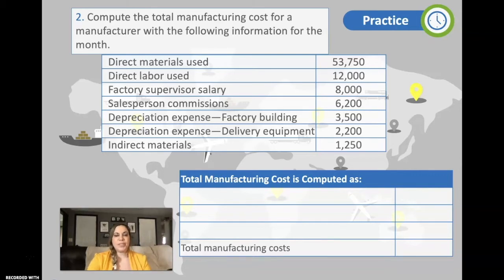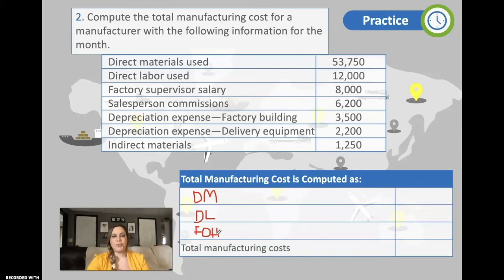To do this, we need to find what the 3 main product costs are. This would be direct materials, direct labor, and overhead. Some of this is pretty easy to do. Some of it takes a little bit more thinking. We have direct material, direct labor, and factory overhead. Take a moment to look through the different accounts along with their amounts. Which one would be direct materials?